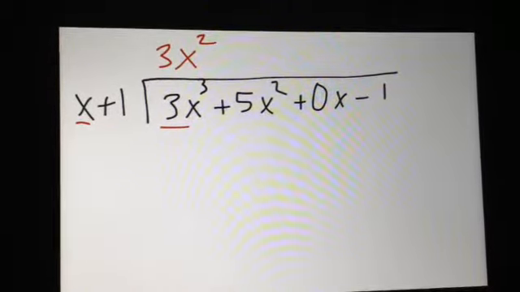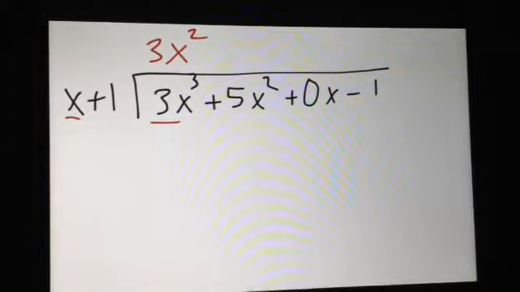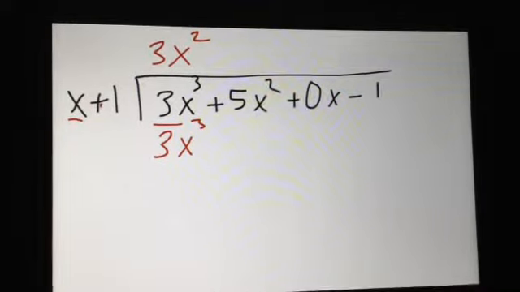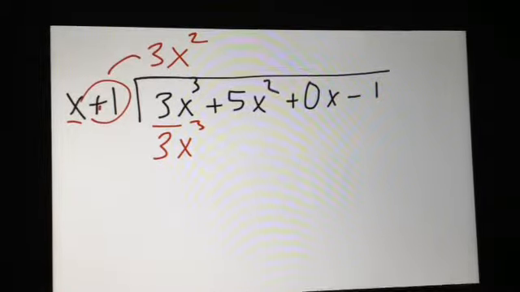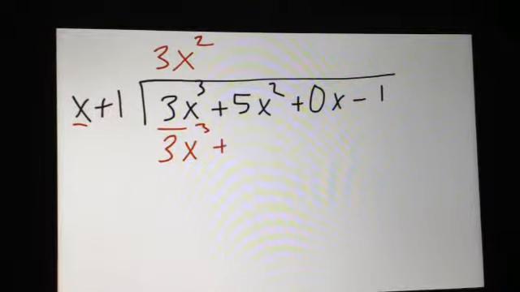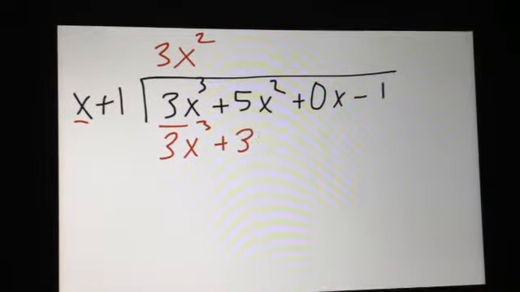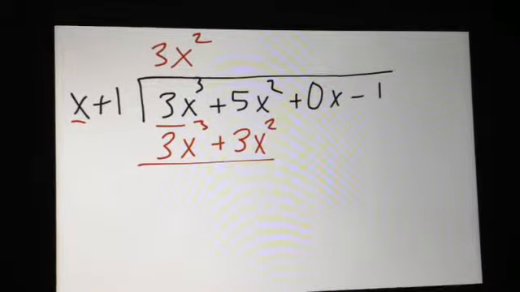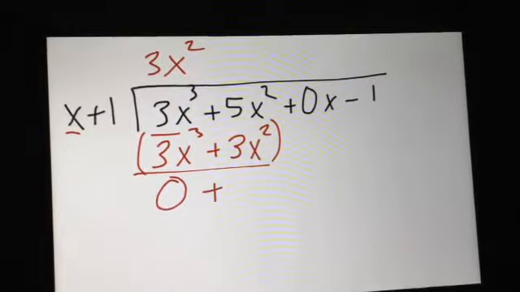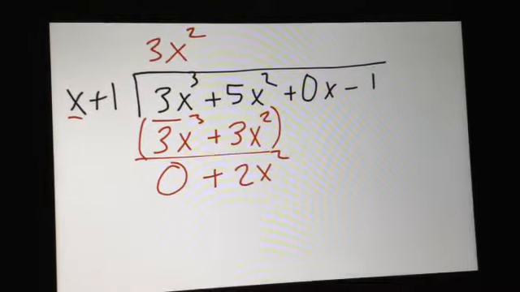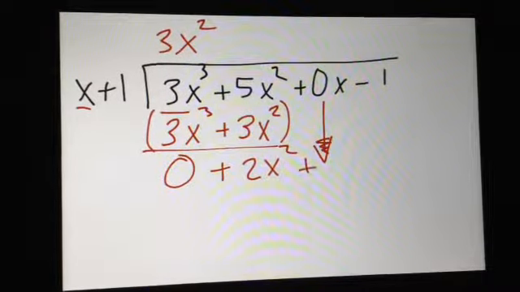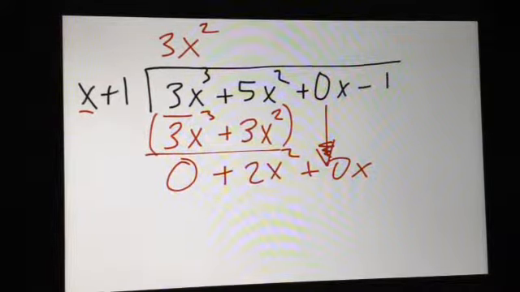So 3x squared times x is 3x to the third. And then we multiply this one to this number. So we have 3x cubed plus 3x squared. And now we minus this whole quantity. So we end up with 0 right there, and then we end up with 2x squared there. And then we drop down the next term that comes next. So we drop down this 0x.